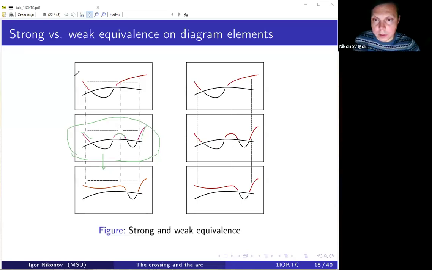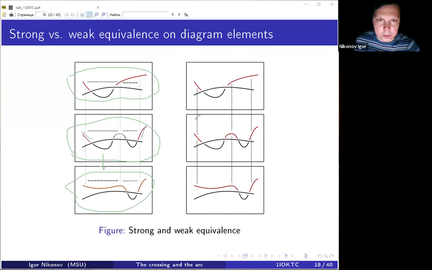By analogy, here two arcs are equivalent, strongly equivalent, and in the bottom picture, these two arcs are strongly equivalent, but there is no equivalence between arcs in the bottom diagram and the middle diagram because they are different diagrams, and strong equivalence is defined only within one concrete diagram. But if we consider the weak equivalence, all these red arcs are equivalent. So we have the following equivalence.